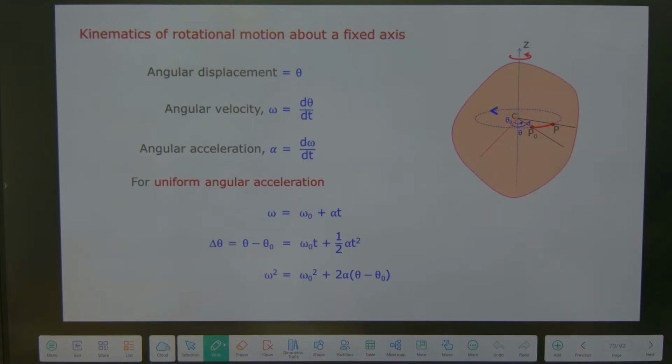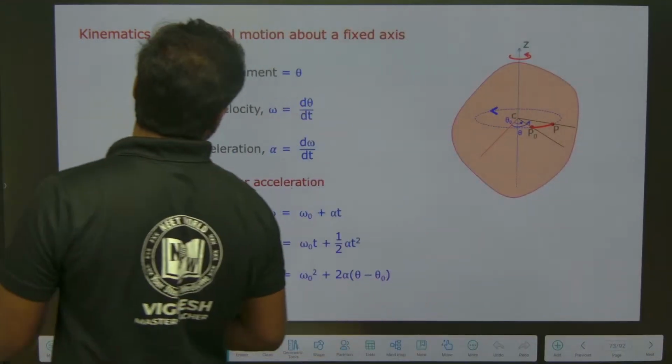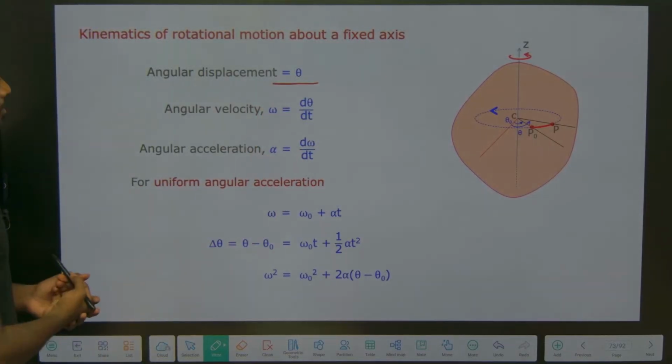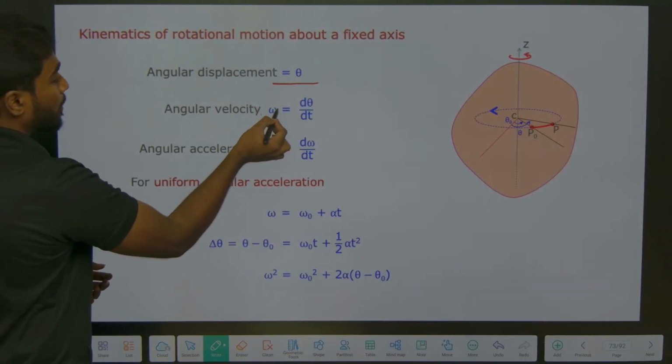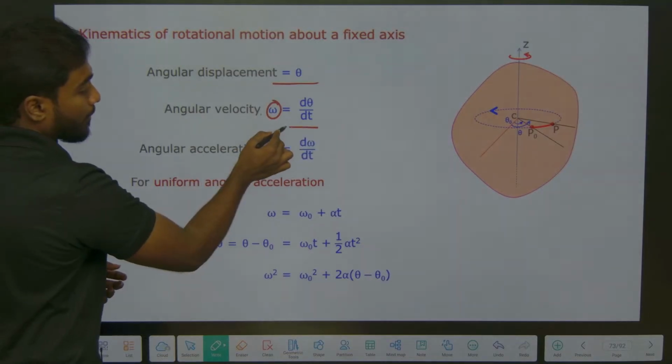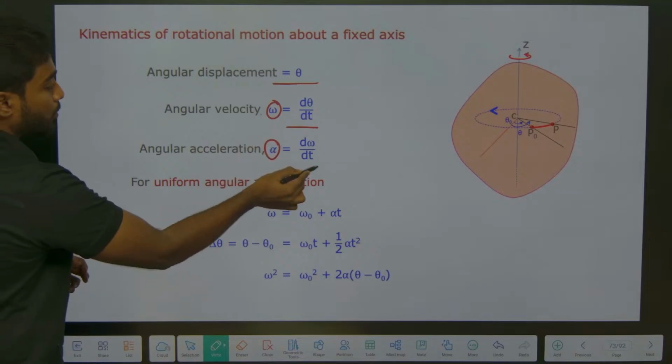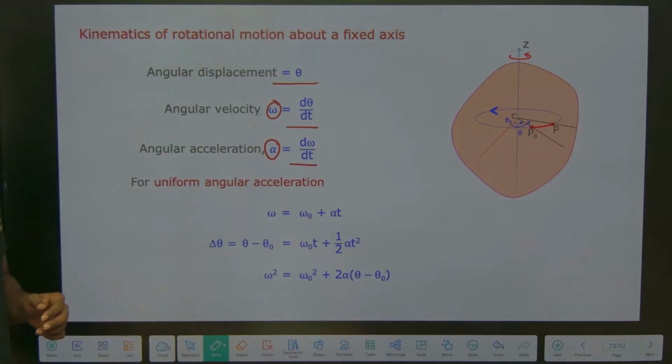Kinematics of rotational motion about a fixed axis. We were talking about angular displacement, which is denoted by the letter theta. Angular velocity is omega, which is equal to d theta by dt, and angular acceleration alpha is equal to d omega by dt.